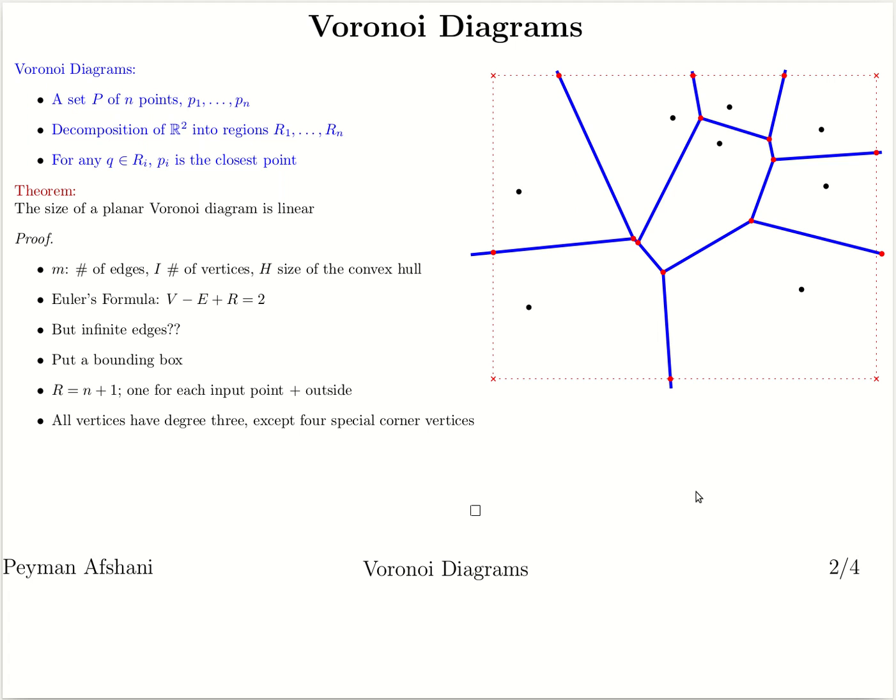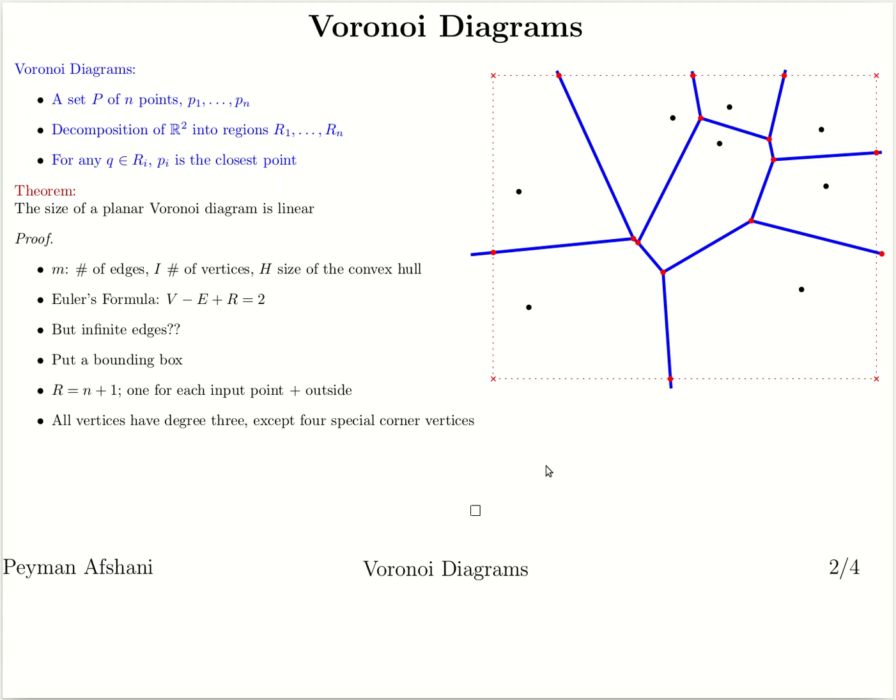It ends up being slightly more complex in math, but it's a very straightforward idea that we have seen before, i.e. the putting of a bounding box. So therefore I'm going to use it here as well. So place a bounding box around all the input points. The number of regions is n plus 1 because we have one region for every input point, and we also have an infinite region that is outside the bounding box.